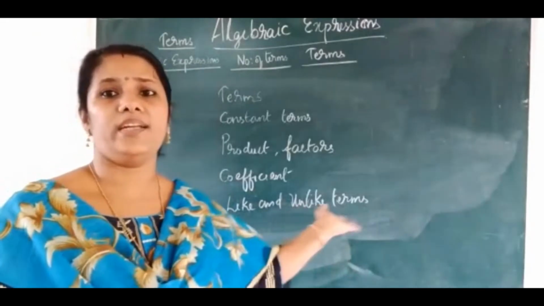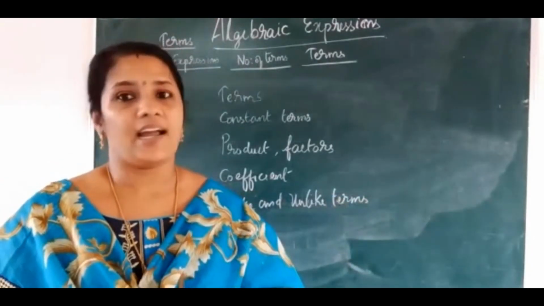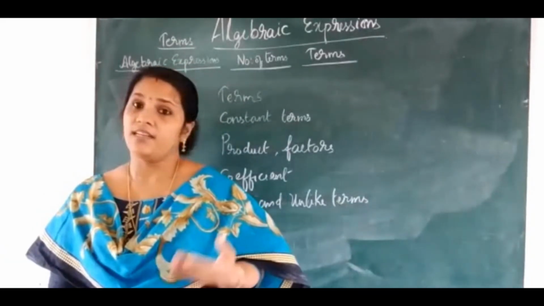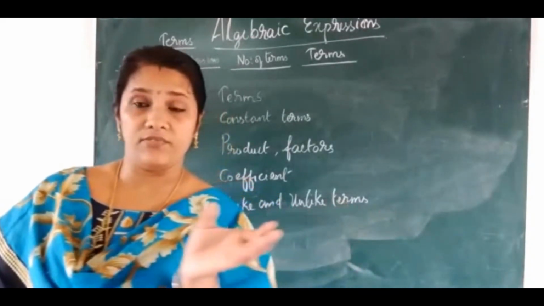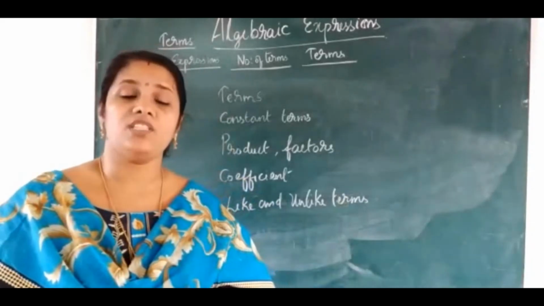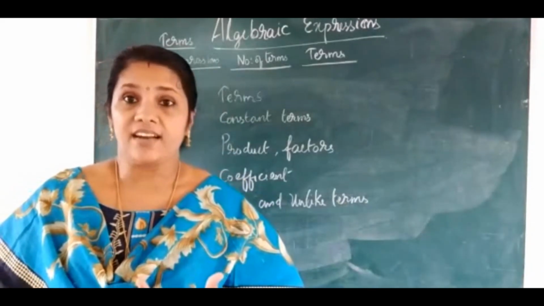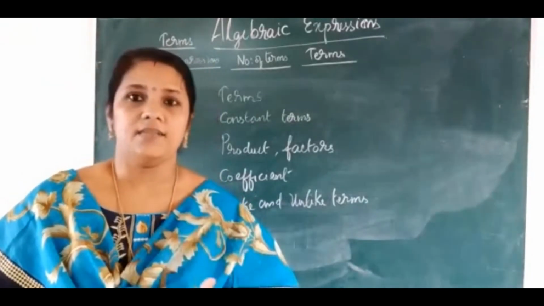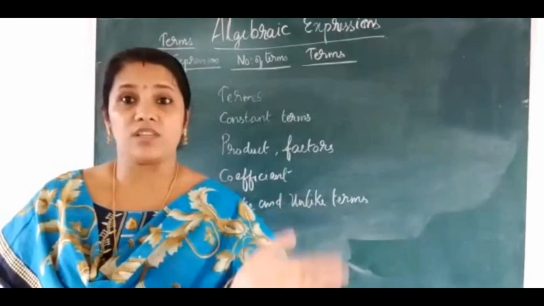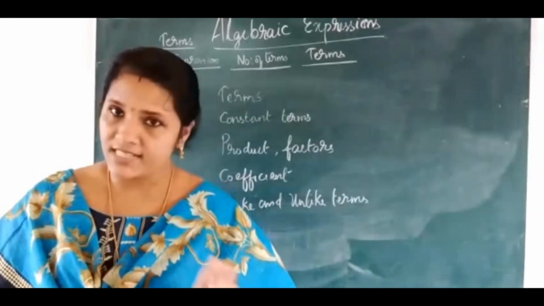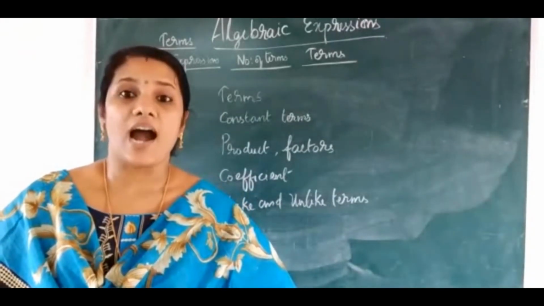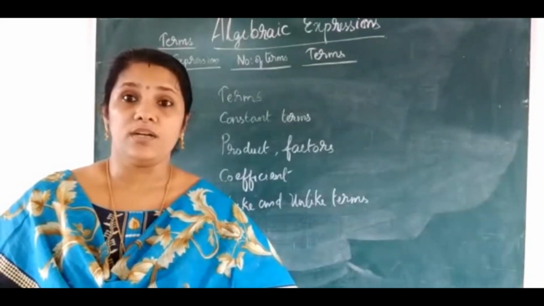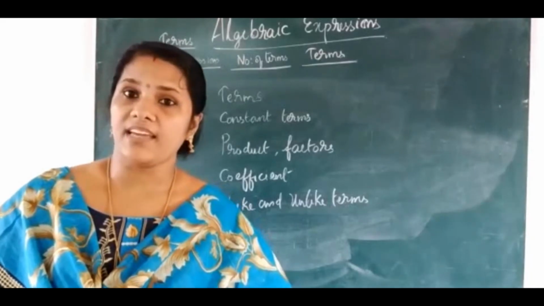Then the last one, it is like terms and unlike terms. What are like terms and unlike terms? If we consider some terms of the algebraic expression and the literals are the same, we can call them like terms. And if the literals or the variables are not the same, we can call them unlike terms. Let's move to types of algebraic expression.